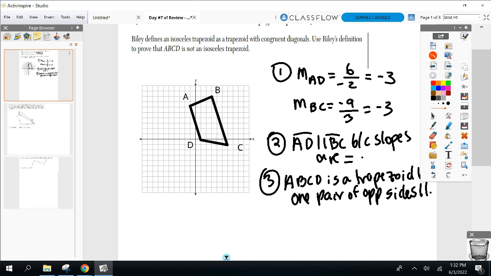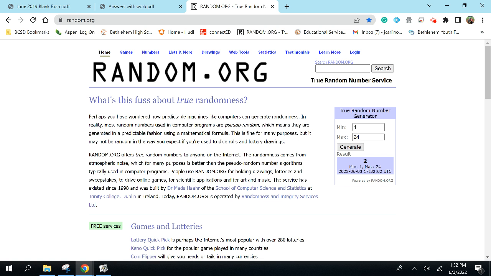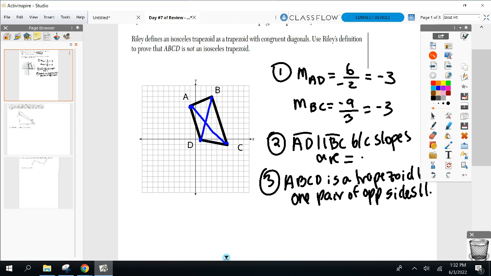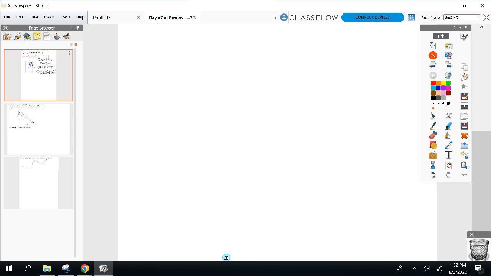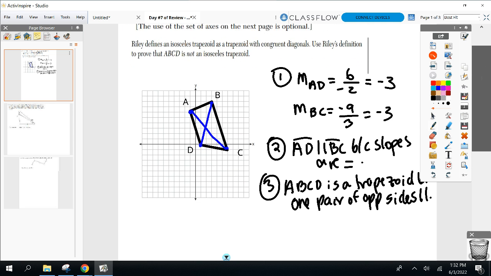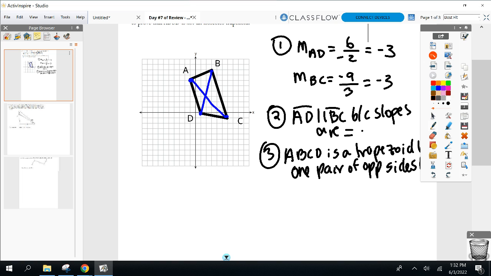Okay, AC. How in the world are we going to figure out if AC and DB, the other diagonal, are congruent or not? What are we going to need, Meg? How do I show those two diagonals are not going to be congruent? Distance formula. Yep. Or Pythag.